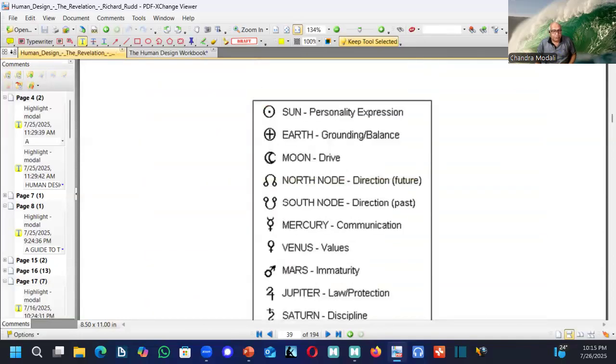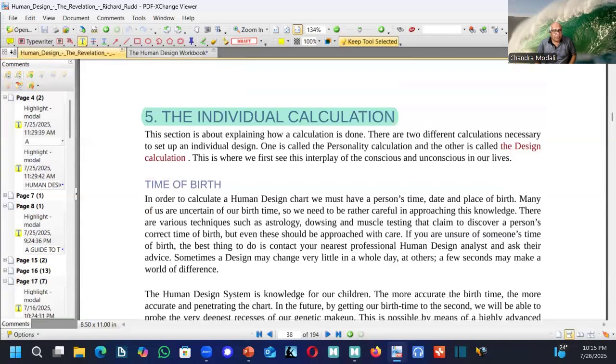We can just do this portion. Yeah, let's do this portion.